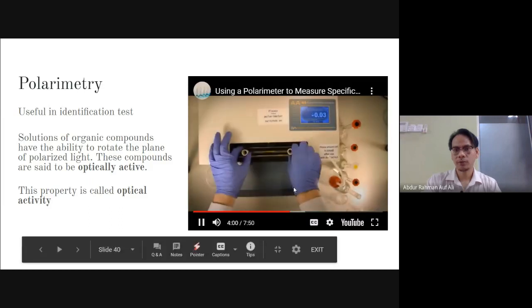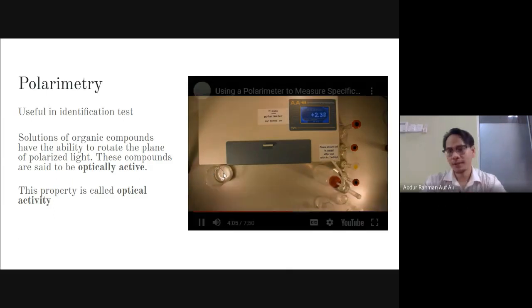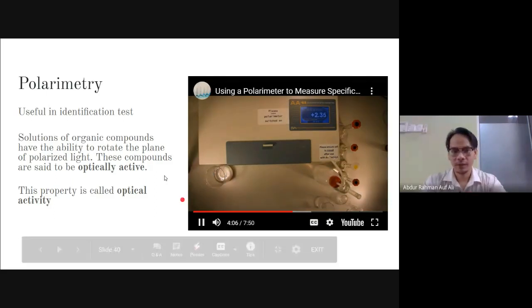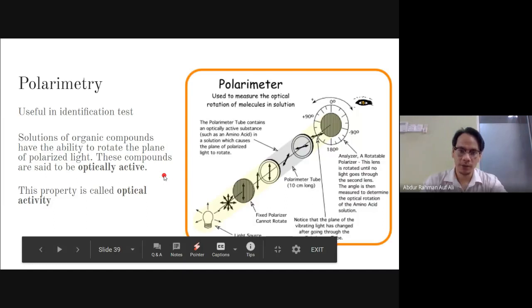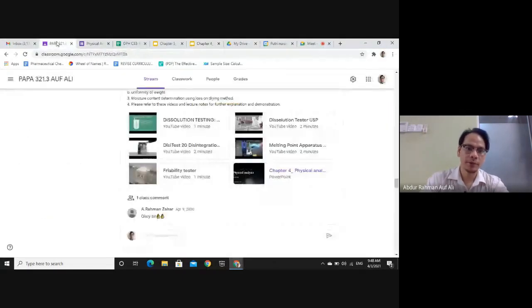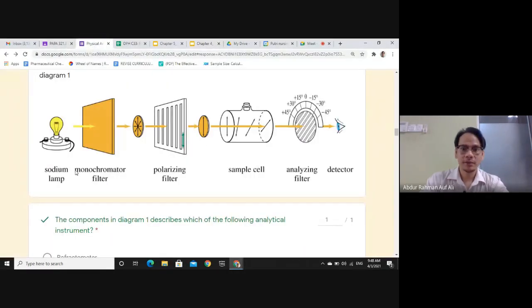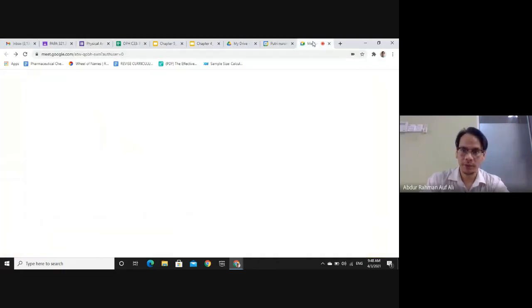Okay, pretty boring if you watch this video, but that's what most analysis is. So how does it work? Let's go back to the diagram from earlier. So how does a polarimeter work? Where is it? Chapter 4. Sorry, no, this one. Okay, so these are the components of a polarimeter.